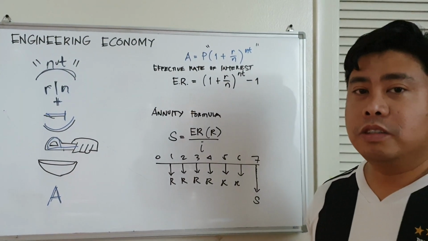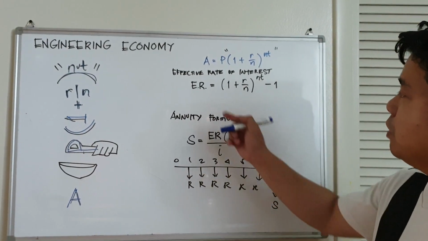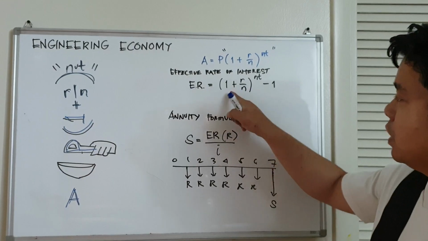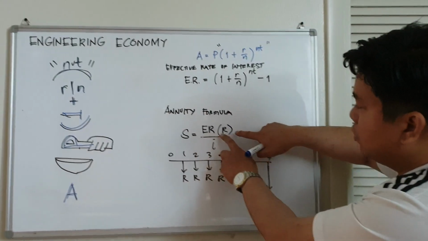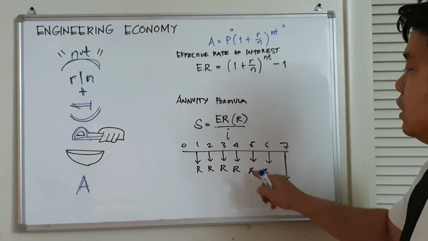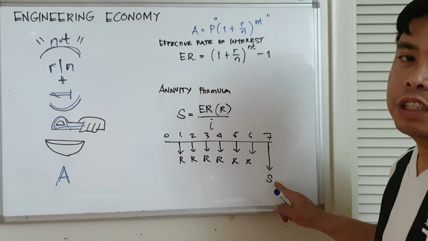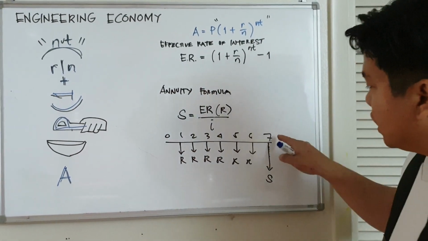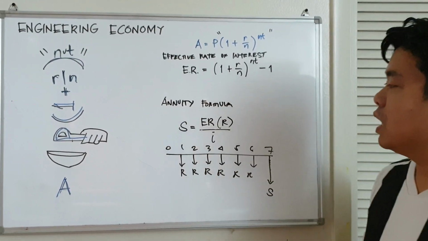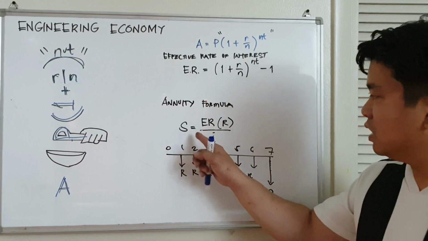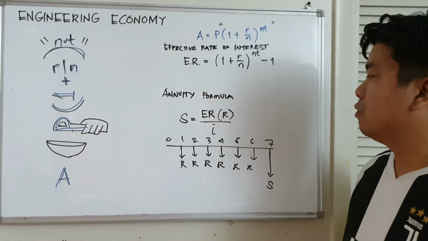And to continue, the fourth formula that you can derive from this image is the annuity formula. You remember the effective rate of interest, which is 1 plus R over N raised to NT minus 1. Now this term, multiplied by the regular payment in an annuity, divided by the annuity interest, you'll be able to solve the accumulated sum of all this annuity at a certain rate and time. So this is the annuity formula. All you need to remember is Siri. S is equal to ER times regular payment over the annuity interest.